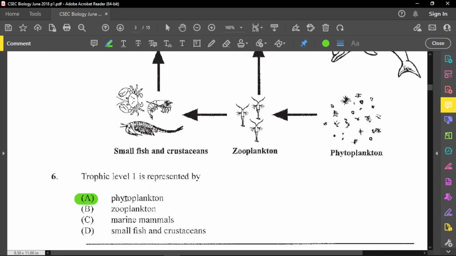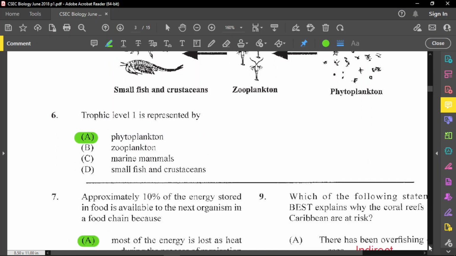Phyto refers to the planktons that photosynthesize, so they are plant-like. And we have zooplankton, and those are animal-like. As a matter of fact, there's no guessing with this one because you notice that the phytoplankton starts the food web. So definitely it is A. And so phytoplanktons are producers, zooplanktons are consumers.